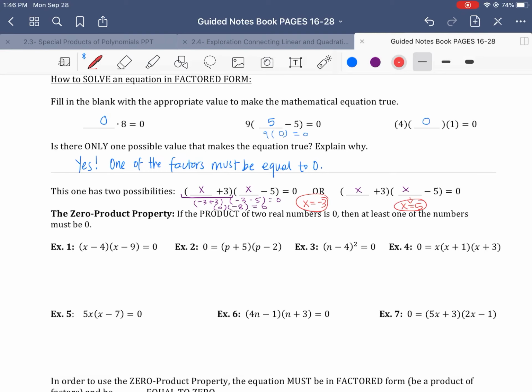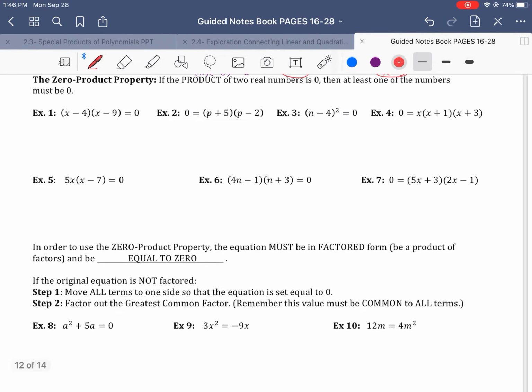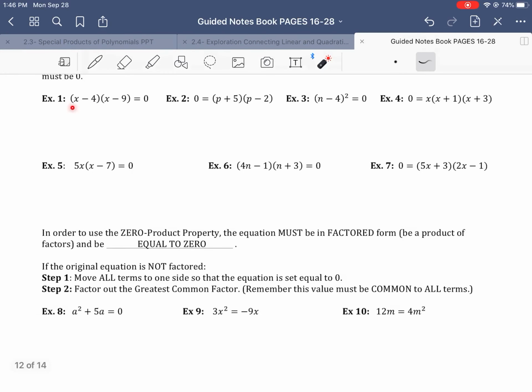That's called the zero product property. So if the product of two real numbers is 0, then at least one of them must be 0. So looking down here, we've got a product, or these two multiplied together. So again, I'm going to go through these rather quickly. I would maybe pause it and see if you can do these.